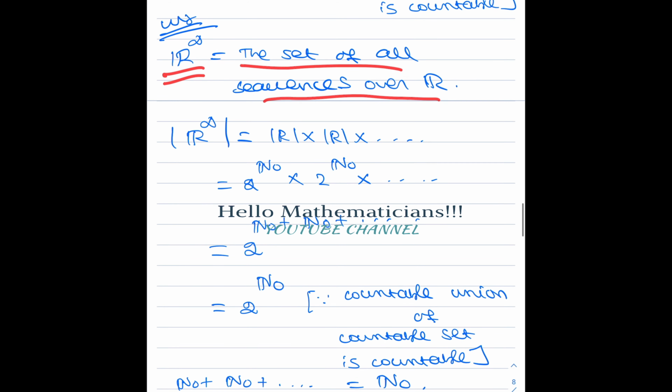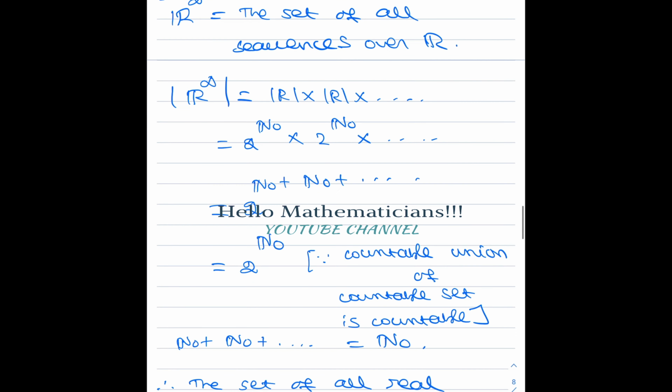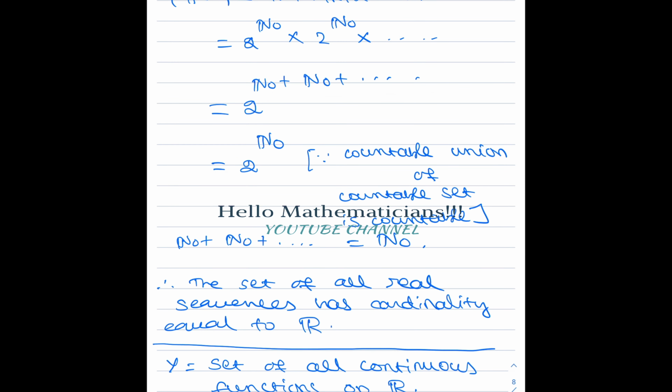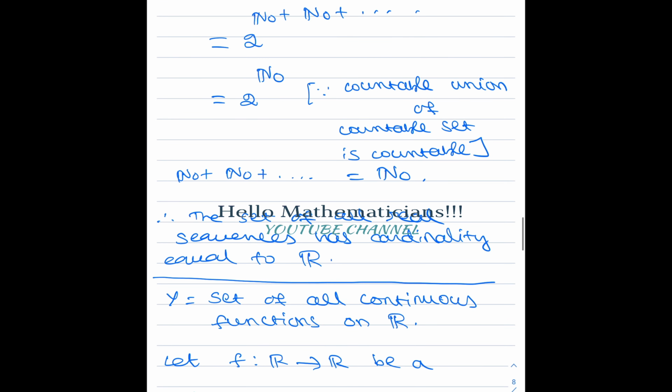So we claim that this R power infinity also has the same cardinality as R. Again the same argument: the cardinality of R power infinity is the cardinality of R multiplied infinitely many times. So 2 power aleph naught times 2 power aleph naught, infinitely many times. You just add the powers. As I said, a countable union of countable sets is countable. Therefore, aleph naught plus aleph naught infinitely many times again gives aleph naught. Therefore, the cardinality of the set of all real sequences is 2 power aleph naught, so the set of all real sequences also has cardinality equal to R.